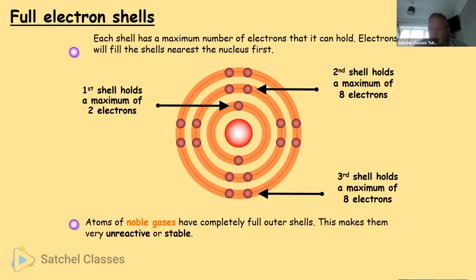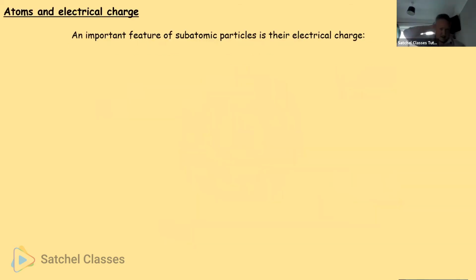Atoms of noble gases, the last group in the periodic table, group 0, have completely full outer shells. That means that their last shell is completely full. It contains a maximum of 8. It makes them very unreactive or very stable. And this is key to understanding what happens with ions and ionic bonding.